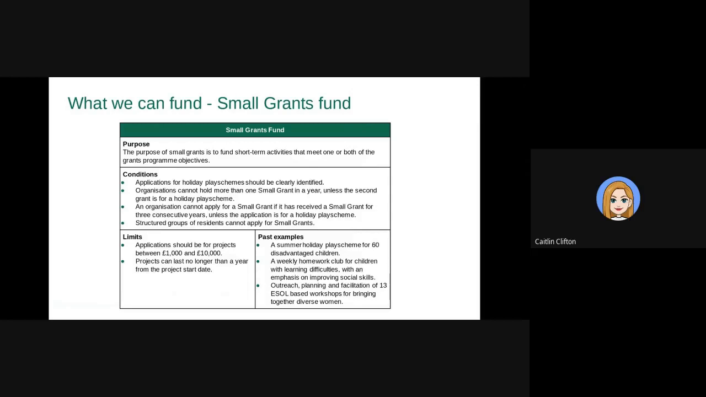Your organisation can't apply for a small grant if it's received one for 3 consecutive years, unless this is a holiday play scheme. So, clearly we've got some restrictions on the amount of small grants you can hold, but for holiday play scheme, it's much more fluid. And structured groups of residents cannot apply for small grants. We'll go through the classification of our application forms in not very long, and we just need to be clear that if you're a structured group of residents, you cannot apply for small grants. Applications need to be for projects between £1,000 and £10,000, and projects can last no longer than a year from the project start date.